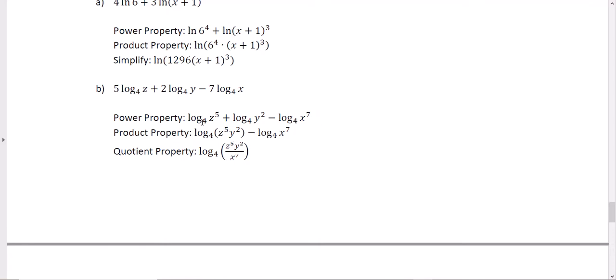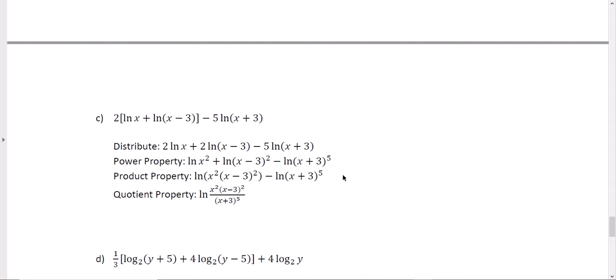And then we'll just take them two at a time. We'll take log base 4 of z to the 5th plus log base 4 of y squared and rewrite that as a product: log base 4 of z to the 5th times y squared. And we still have the minus log base 4 of x to the 7th at the end, but we're only working with two at a time. Now we use the next property. It's going to be the quotient property because of the minus sign. That tells us we have log base 4 of z to the 5th y squared over x to the 7th, a single log, right, condensed into a single logarithm. We have quotients, we have products, we have powers, and it's all good.